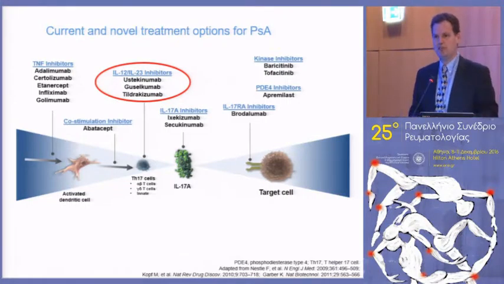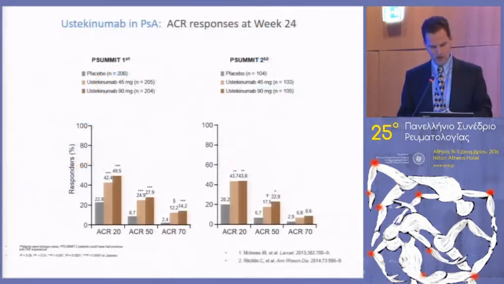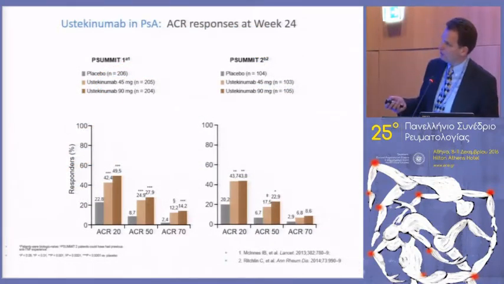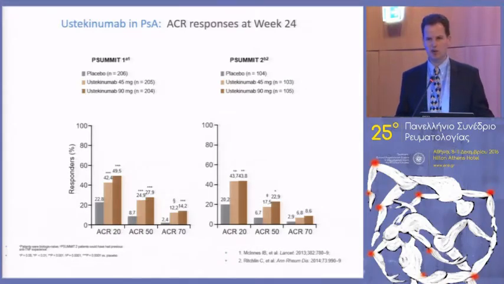Ustekinumab blocks P40, which means you block both IL-12 and IL-23. And when you do that, this is what you find. This is the SUMMIT 1 and SUMMIT 2 trial. SUMMIT 1 were biologic-naive patients. In SUMMIT 2, about a third of them had previously seen a TNF-blocking medicine.